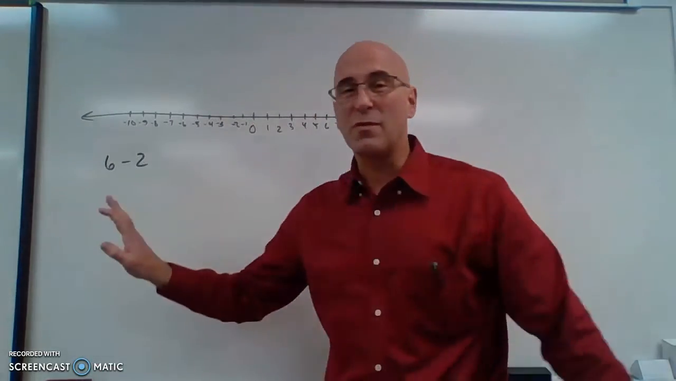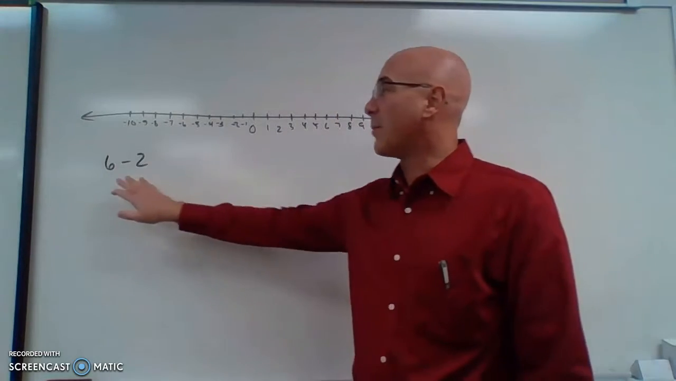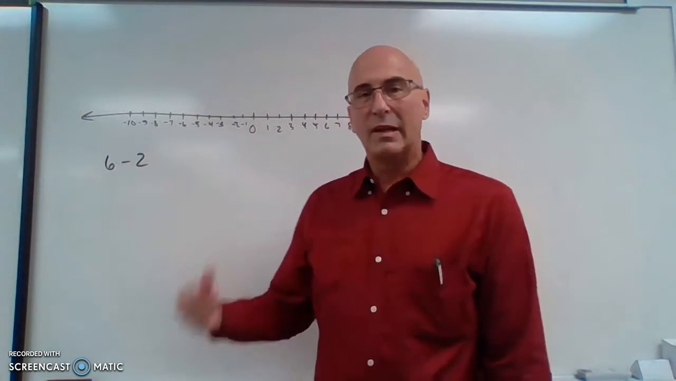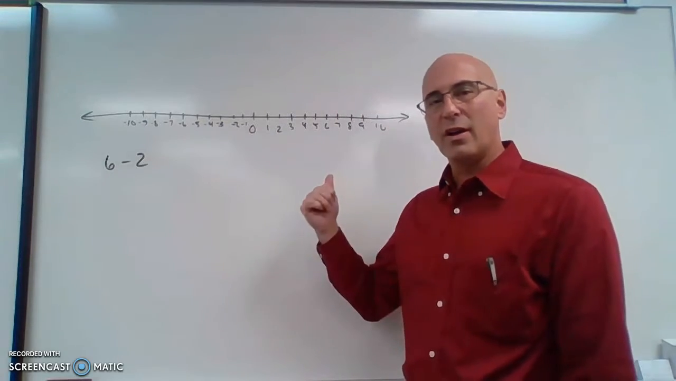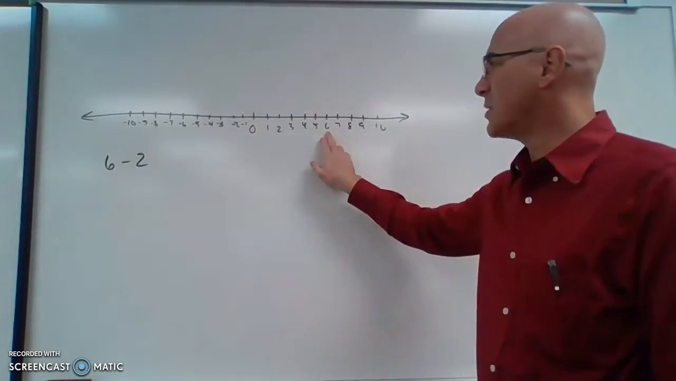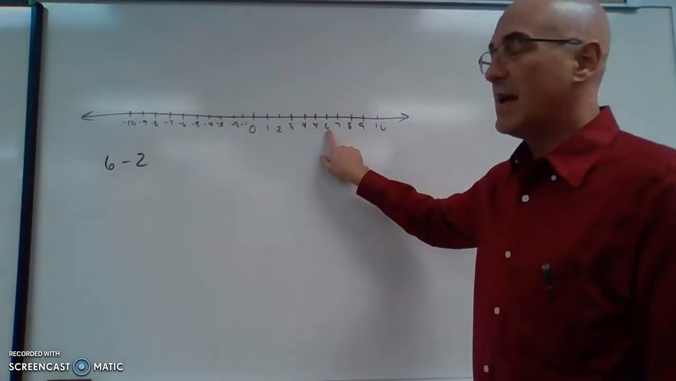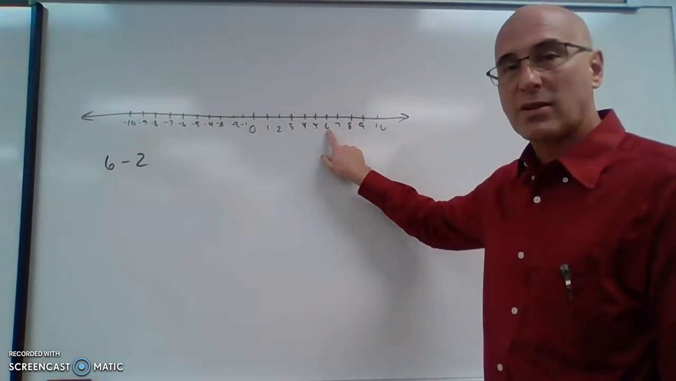So just to review what happens on a number line when we subtract, I have a very simple problem, 6 minus 2. Let's look at what happens on a number line. What we do is we start with 6. Whatever your first number is, we start there. And then it says to subtract 2.